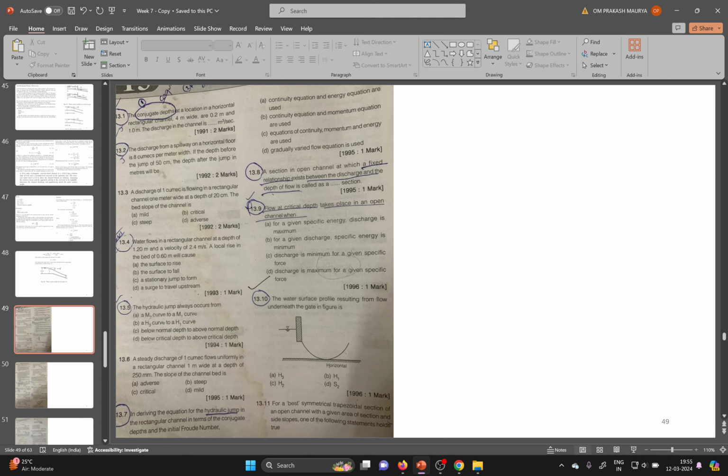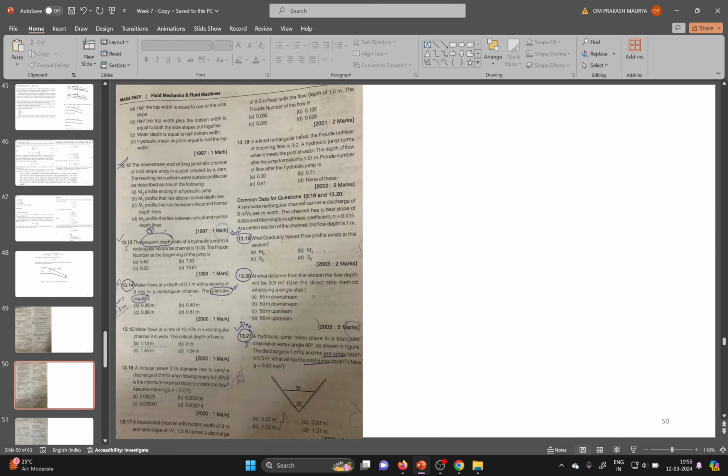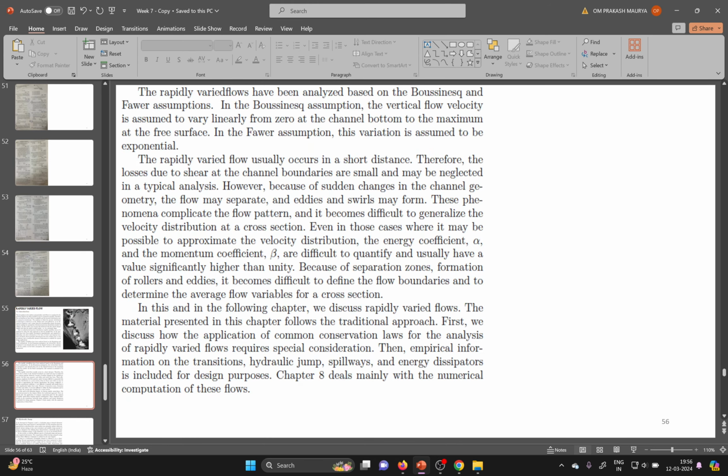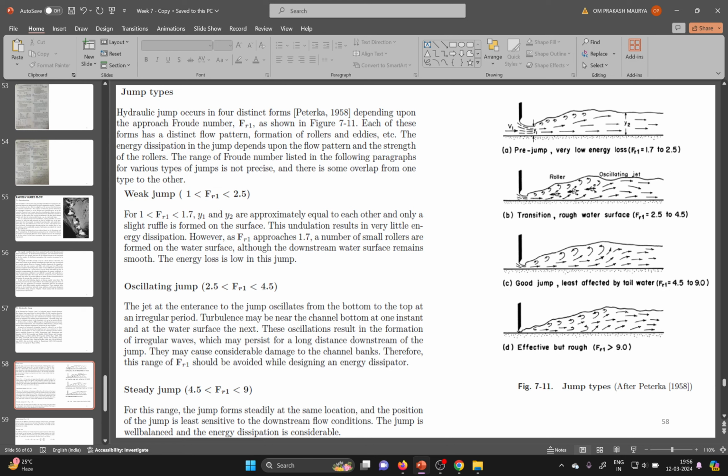I also have lots of questions for you, but due to time constraint we cannot solve them. Rapid varied flow is already discussed. Here one thing is very, very important: the type of jump. Sometimes in a 1 mark question you can expect this type of question. Weak jump, oscillating jump, steady jump, and strong jump.